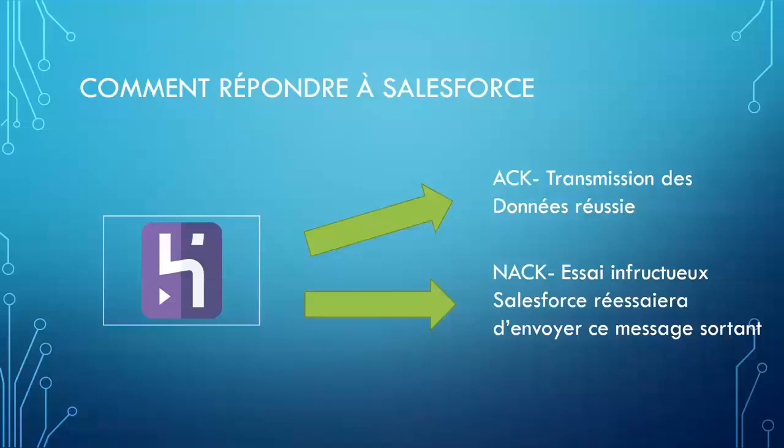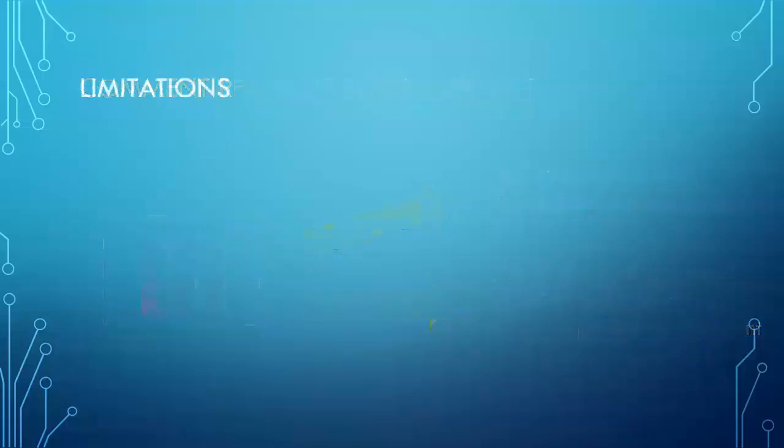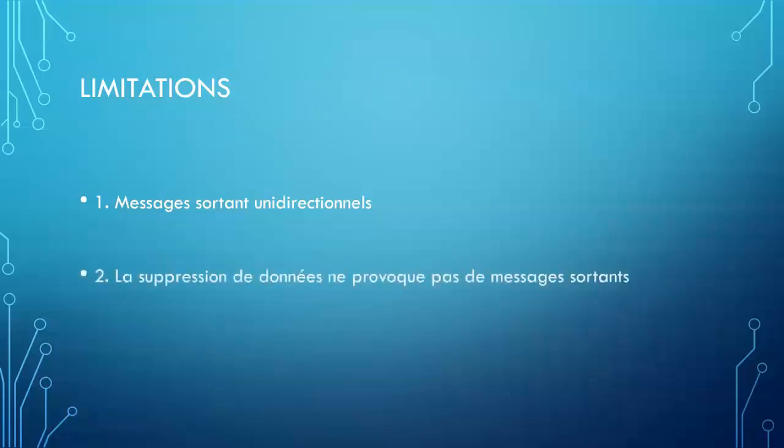The biggest limitation that outbound messages have is that they are unidirectional. This means that only Salesforce will send these outbound messages to the Heroku application. So outbound messages are the best option when there is no need for interaction from the opposite side. Another limitation is that deleting data does not cause outbound messages. For example, if you delete a column or a row in Salesforce, it's not possible to set up an outbound message to signal this deletion.